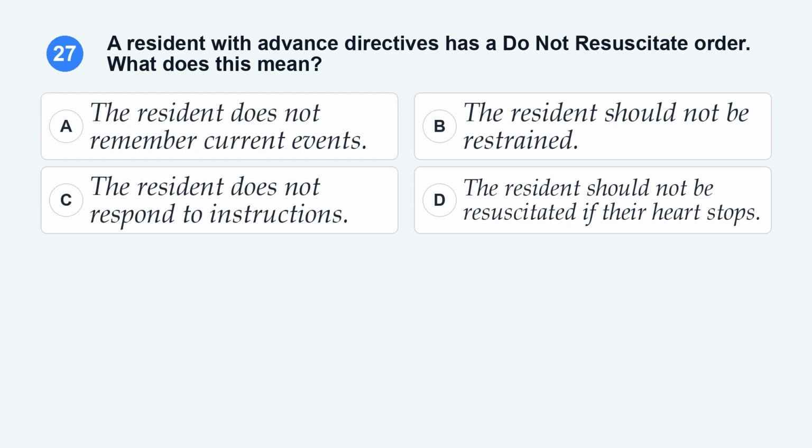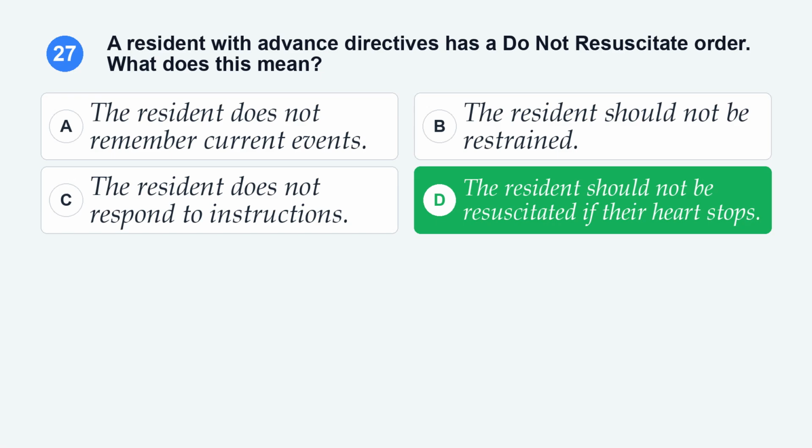Question 27. A resident with advanced directives has a do not resuscitate order. What does this mean? Option A. The resident does not remember current events. Option B. The resident should not be restrained. Option C. The resident does not respond to instructions. Option D. The resident should not be resuscitated if their heart stops.